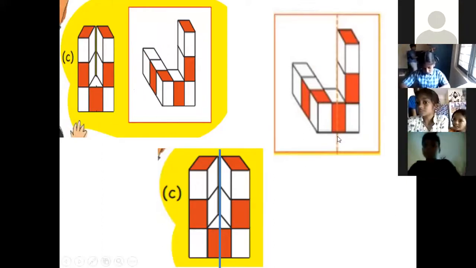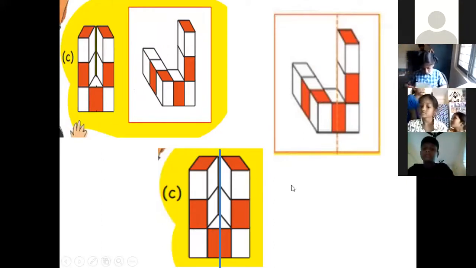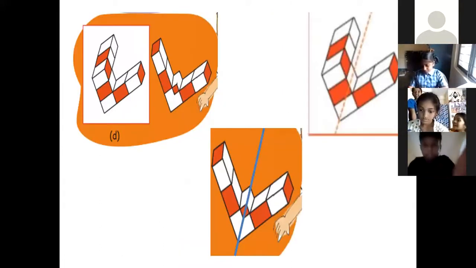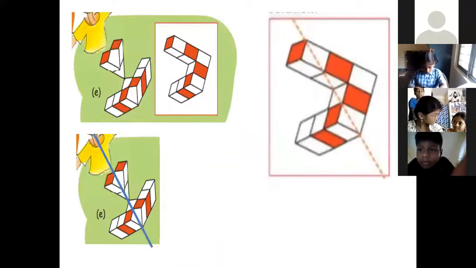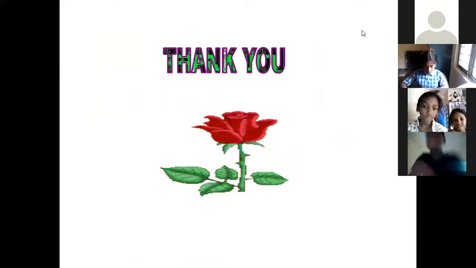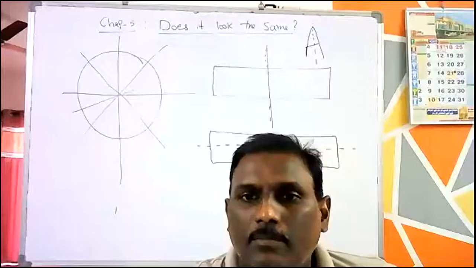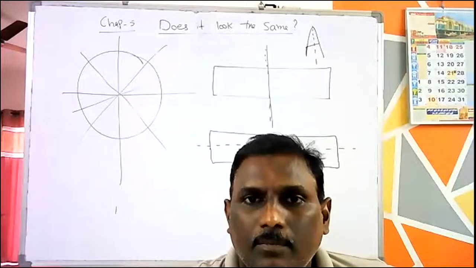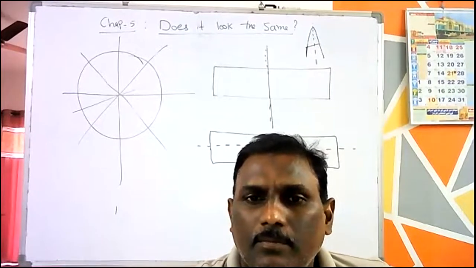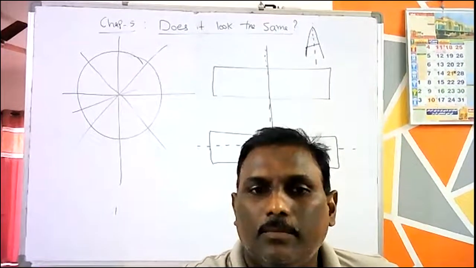This diagram, you fold, keep on the mirror, you will get the shape C. All different shapes. Sir, can you send this? Yeah, I will send this. Take the printout and do it. Okay. Sir, I got another shape, sir. Good, good.